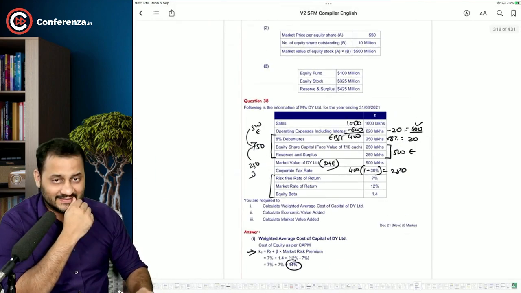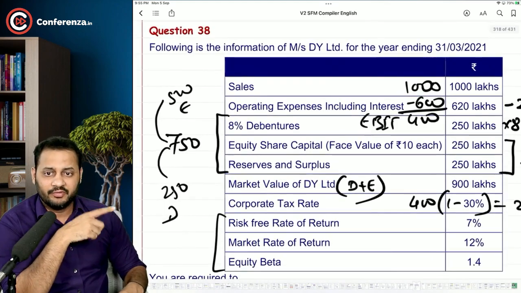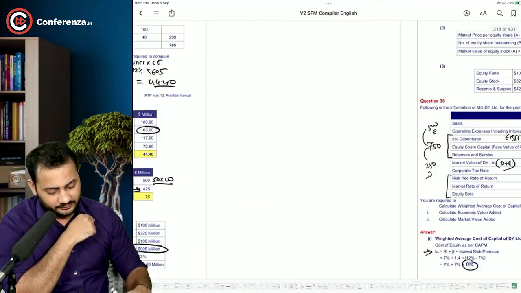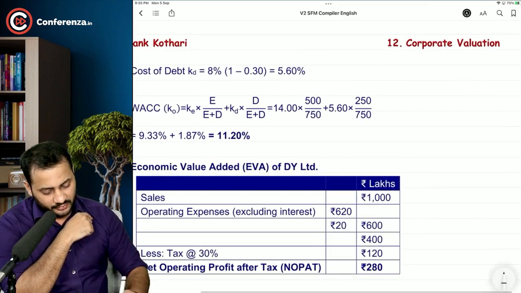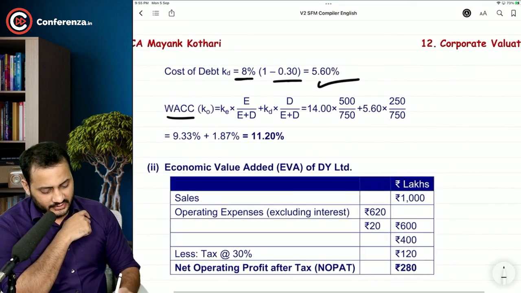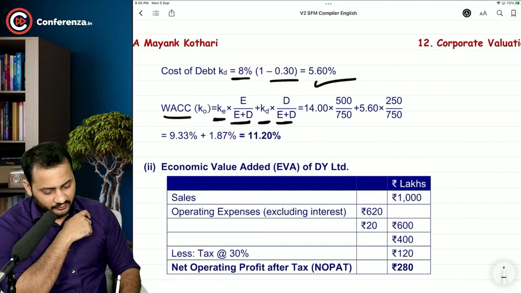And what will be the weights? Sir, weights are very simple. Out of 750, 250 constitutes the debt and 500 constitutes the equity. Coming over to this point, cost of debt is after tax 5.60, and this is WACC: cost of equity, weight of equity, cost of debt, weight of debt.